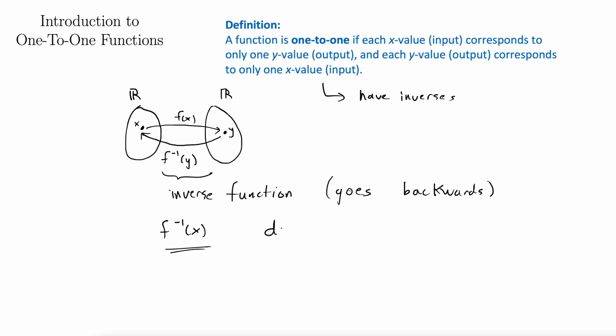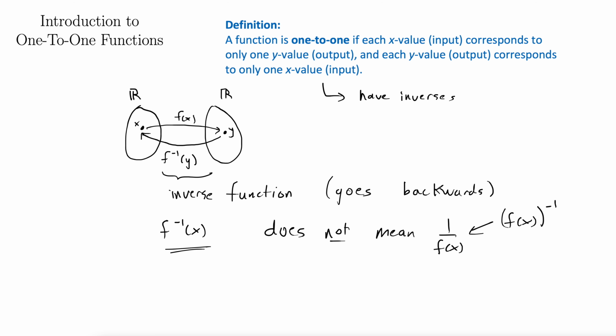And this does not mean 1 over f of x. If we want that, we would write f of x in parentheses, all to the power of -1. It's easy to get tangled up with that, but this f to the power of -1 of x means the backwards function, or the inverse function.